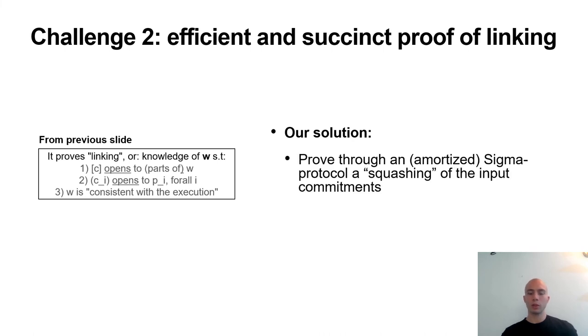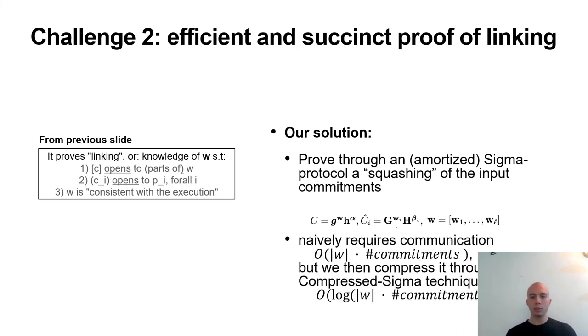And what we use is intuitively sigma protocols to prove this relation. Because everything you need in each of these constructions reduces to proving that a certain commitment C, the uppercase C on the left here, that commits to the whole witness, is basically equal to the concatenation of the openings of all these C hat i's, which are commitments to parts of the witness. One way to do this is through sigma protocols, but naively this requires the size of each of these witnesses times the number of commitments, and then we can compress that through compressed sigma protocol techniques from Attema and Cramer 2020 to logarithmic size.